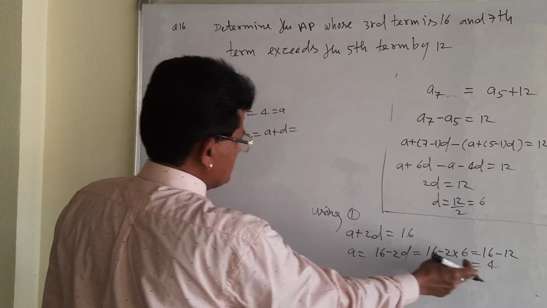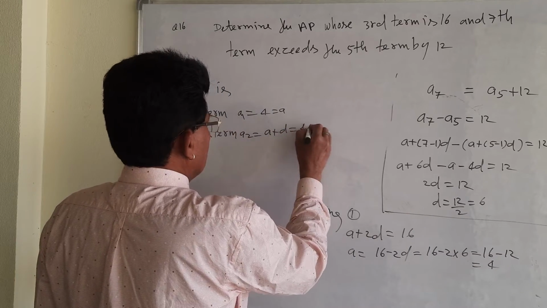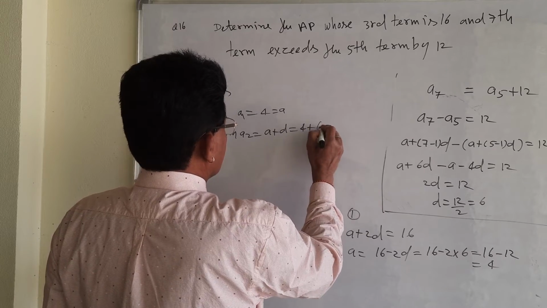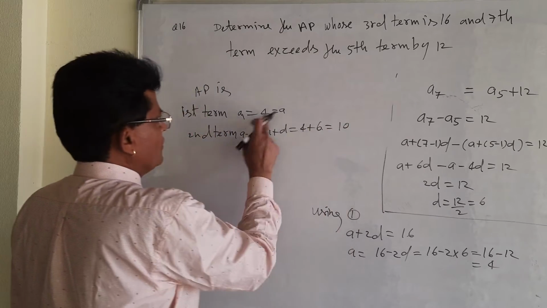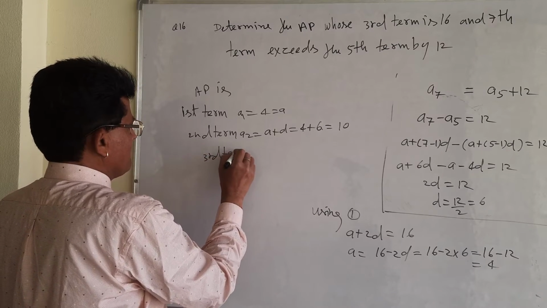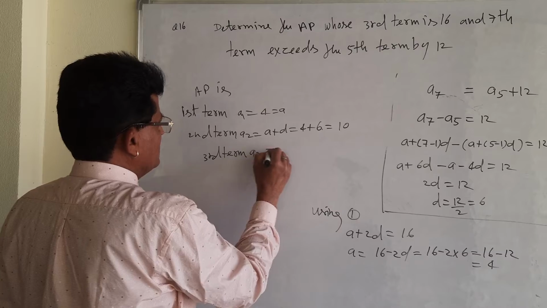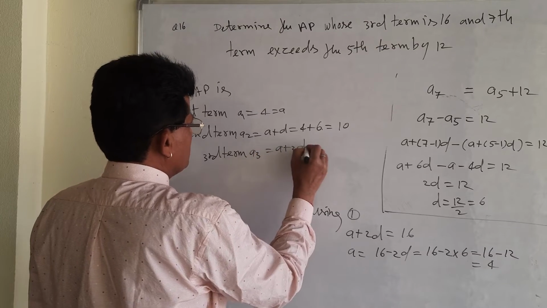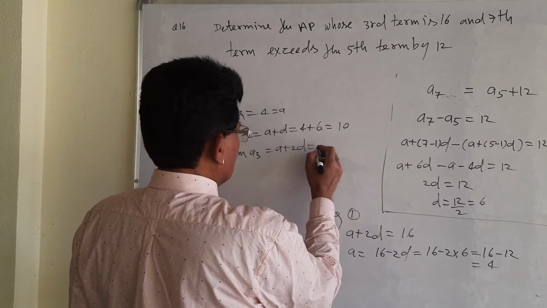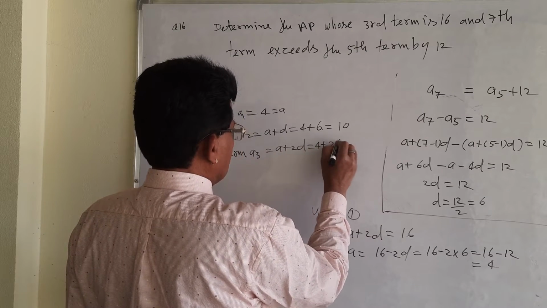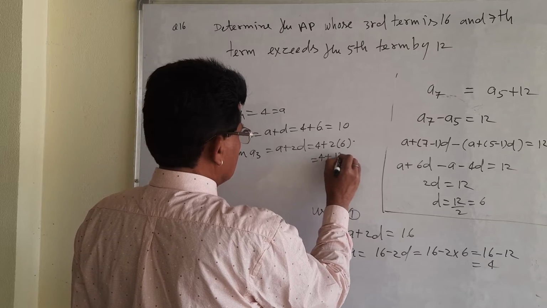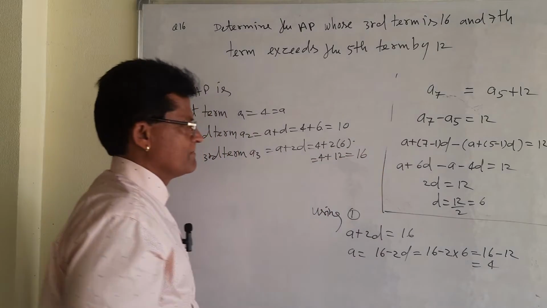A is how much? 4. And D is how much? 6. That is 6 plus 4, 10. So 4 and 10. And the third term A3 will be A plus 2D. It will be equal to how much? A is 4, plus 2 into 6, will be equal to 4 plus 12. That is 16.